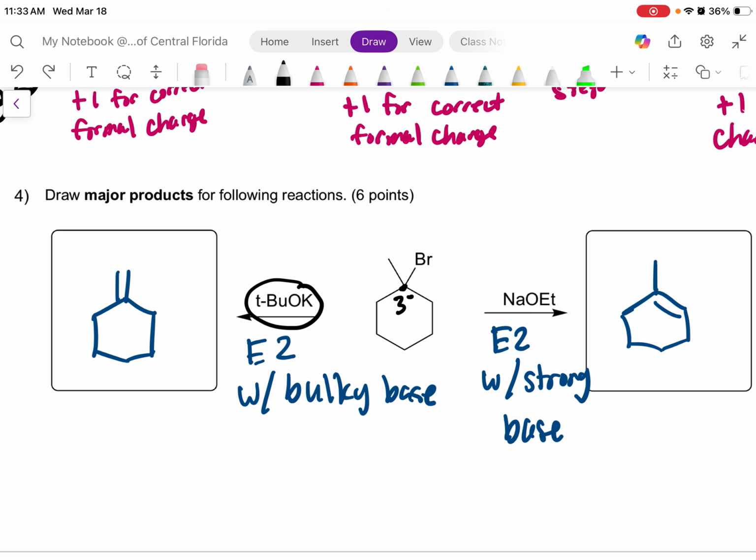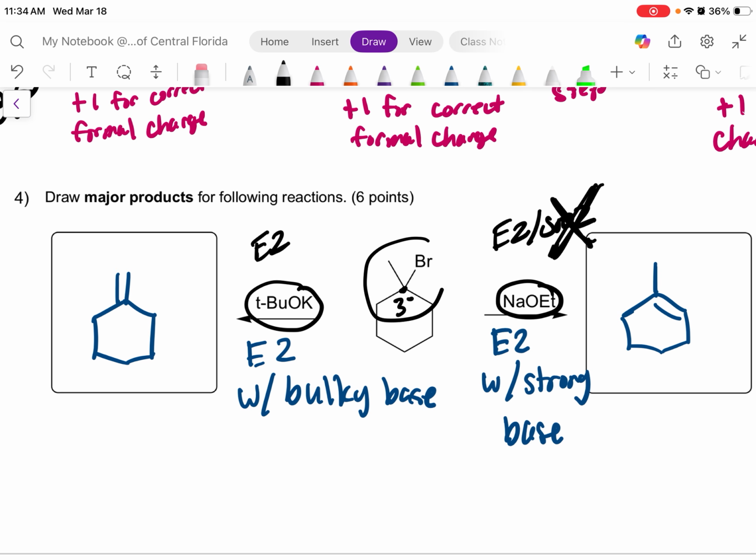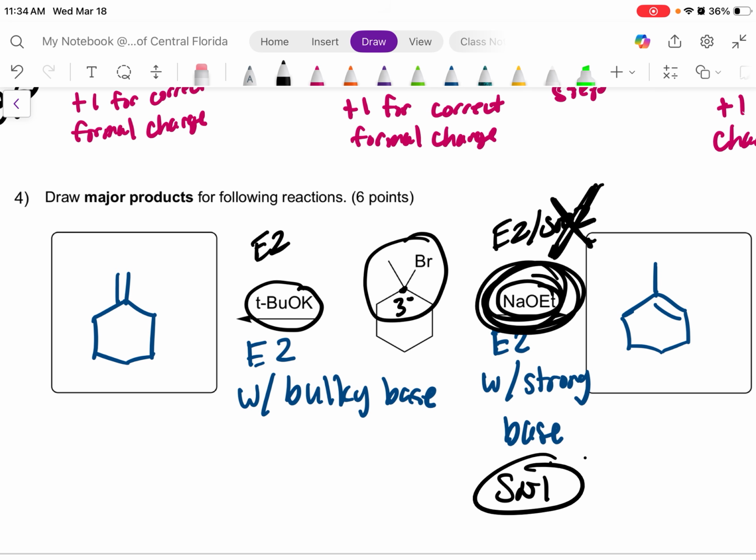And so, how do I know substitution is off the table? Well, bulky base, what type of base? A strong bulky base, so that favors E2 only. That is a strong base that favors E2 and SN2. But why do I know SN2 is off the table? Because we have a tertiary alkyl halide. Tertiary alkyl halides cannot undergo SN2. And because this is a strong attacking species, SN1 is not on the table. Okay. So it's just E2 for both.